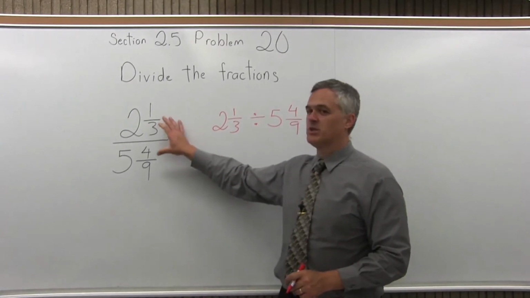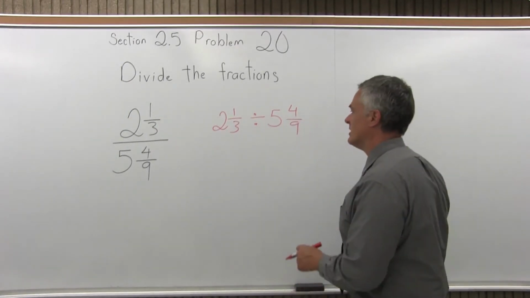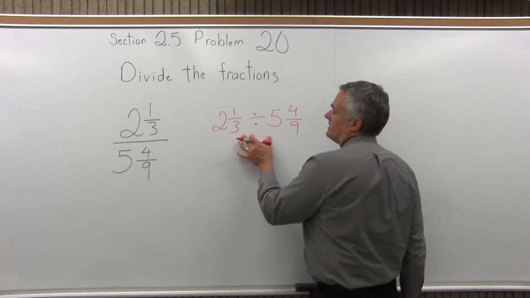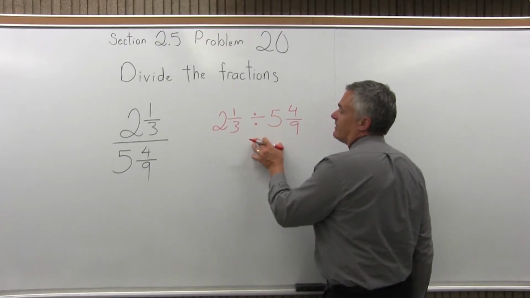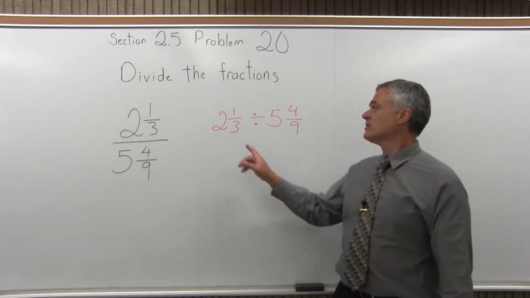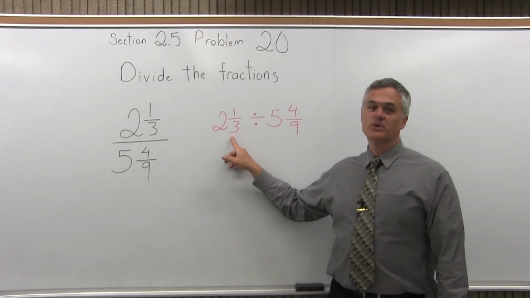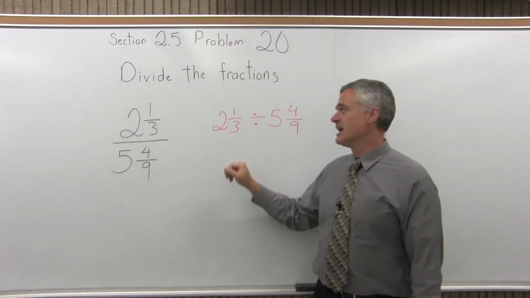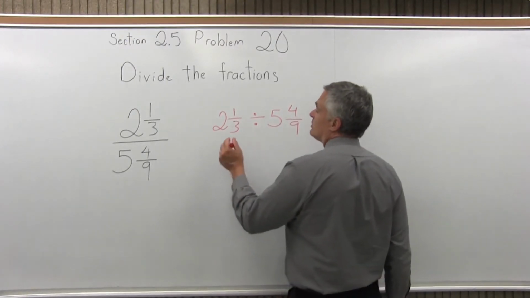This is what you would call a complex fraction. You have a fraction over a fraction. Now that I have it written in this form, it doesn't seem quite as bad. The next thing I need to do is rewrite the problem so it doesn't have mixed numbers in it, but improper fractions instead. So, start with the 2 1/3.